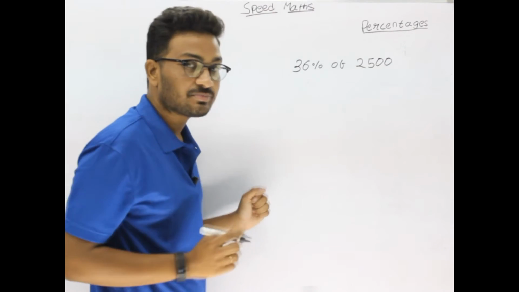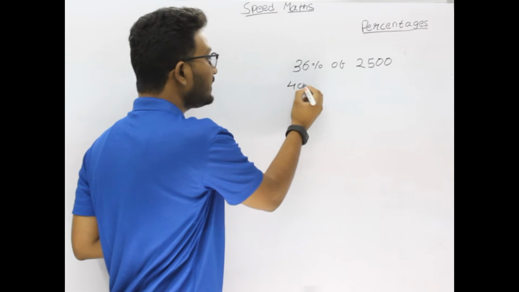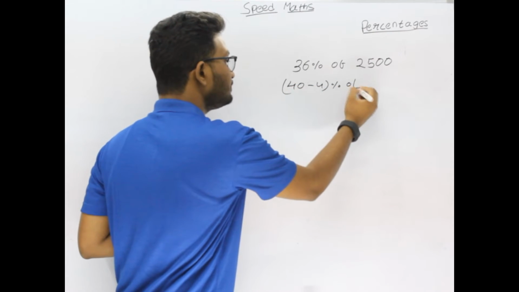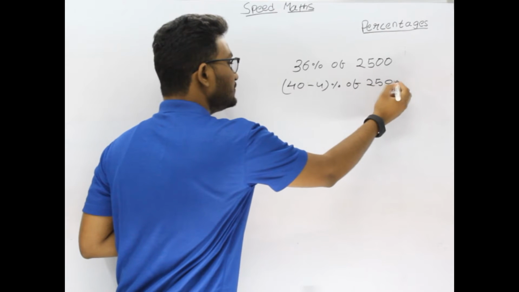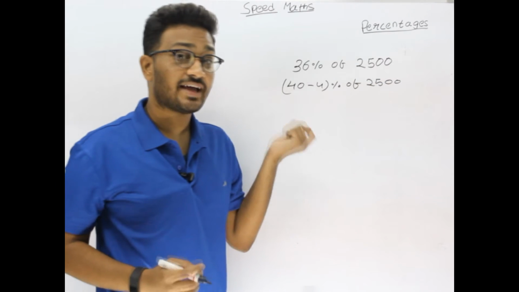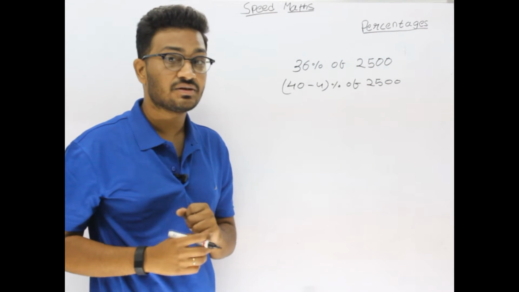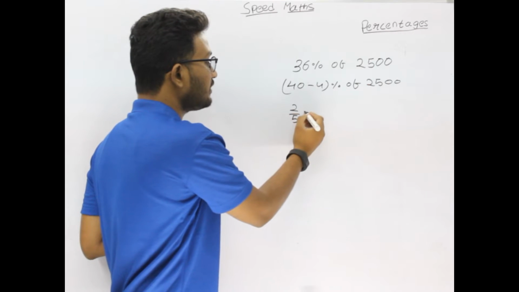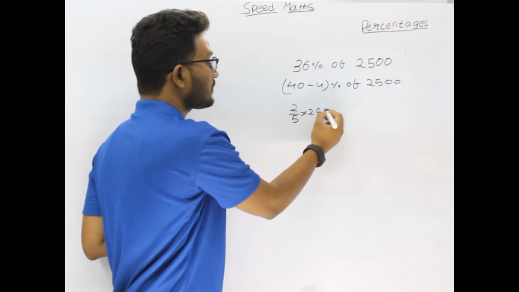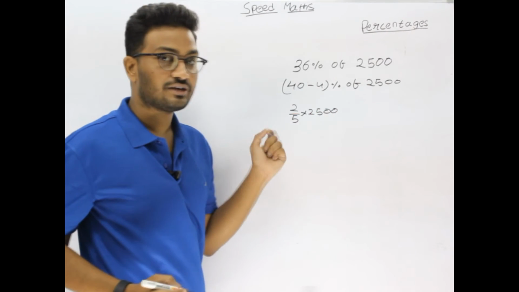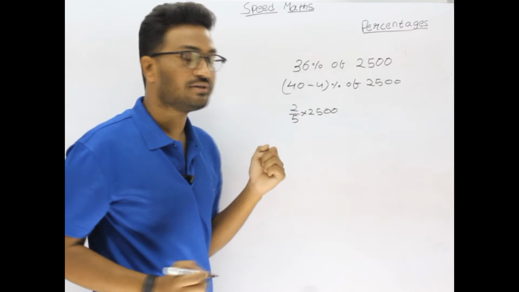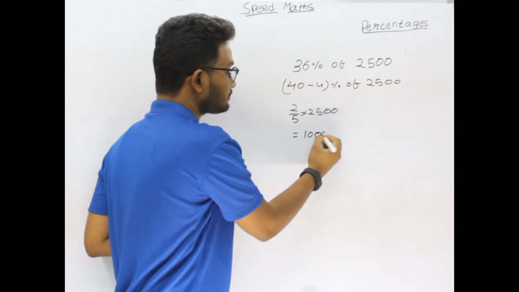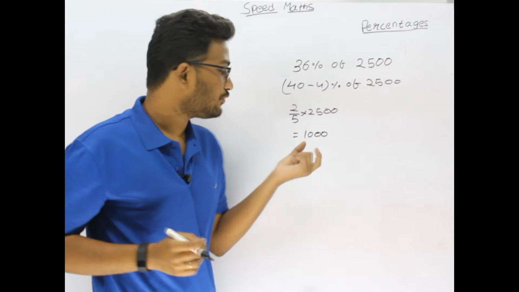We can write 36% as 40% minus 4% of 2500. And what is the fractional equivalent of 40%? It is 2 by 5. So in order to get 40% of 2500, we just multiply it with 2 by 5, which will give us 1000.